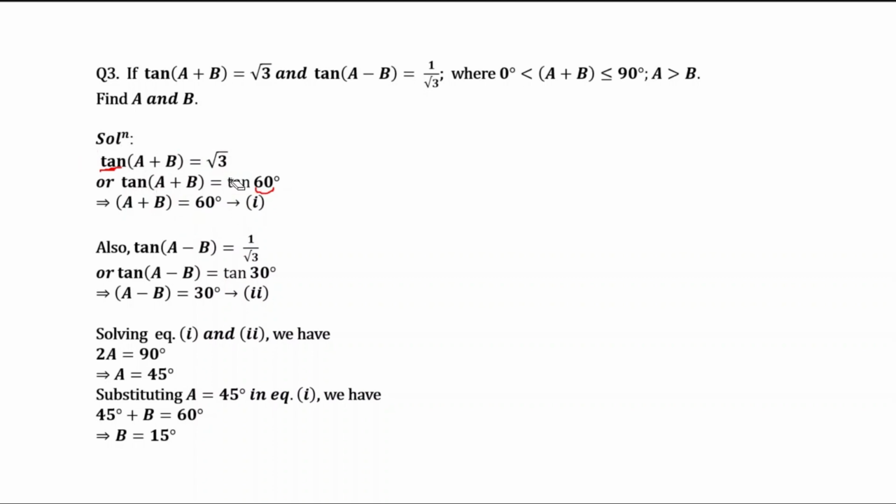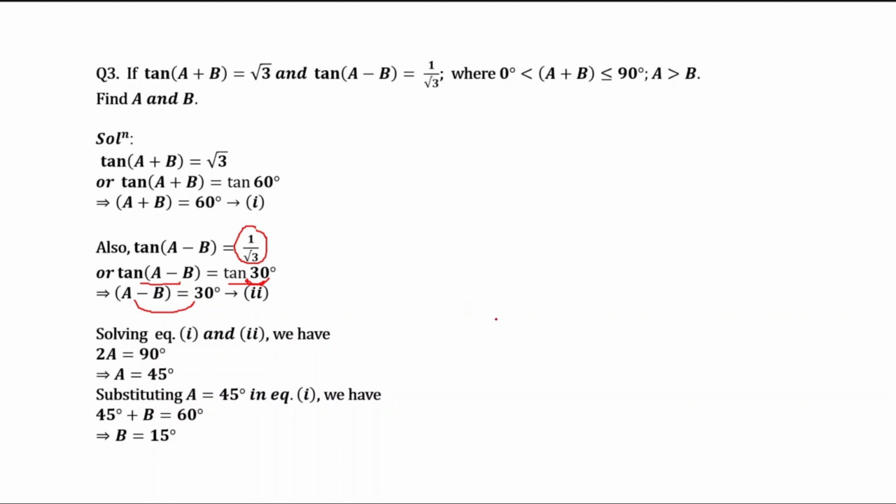Now also it's been given to you that tangent a minus b equals 1 by root 3. Again you need to think of at what angle tangent gives you the value 1 by root 3. So we know that tangent 30 degrees is 1 by root 3. So a trigonometric ratio can give you the same answer only when the angles are equal. So if tangent of a minus b is equal to tangent 30 degrees, it means 100% the angles have to be equal. So a minus b has to be equal to 30 degrees. So from here you get your second equation.